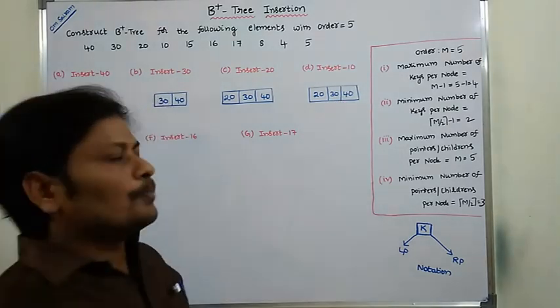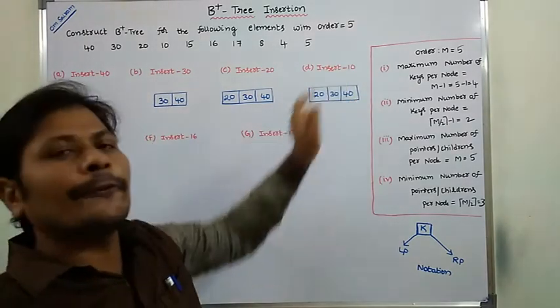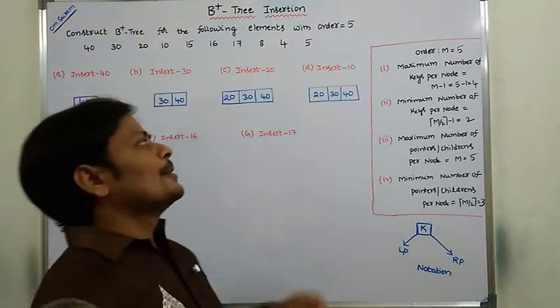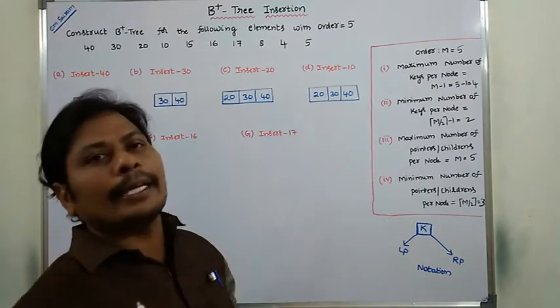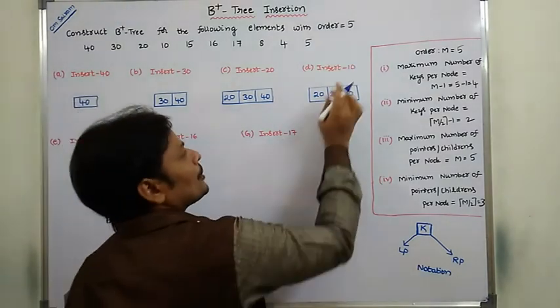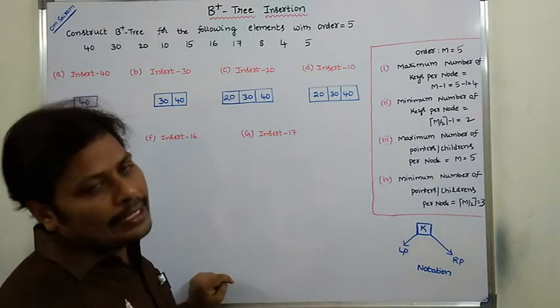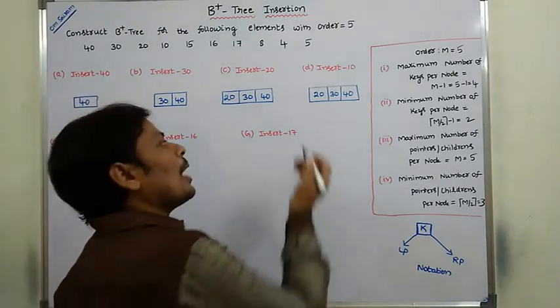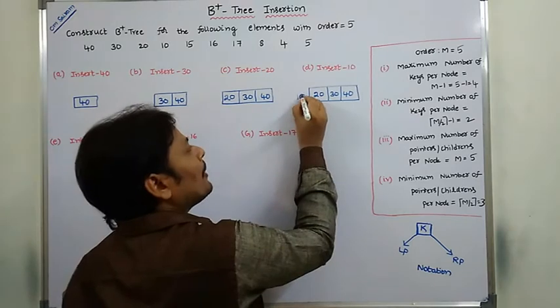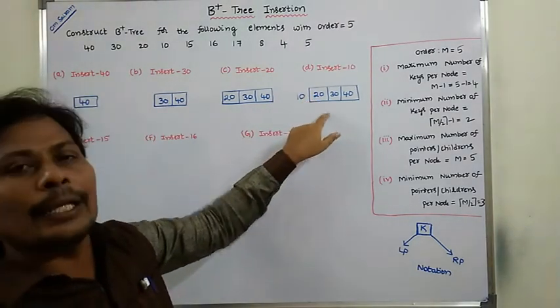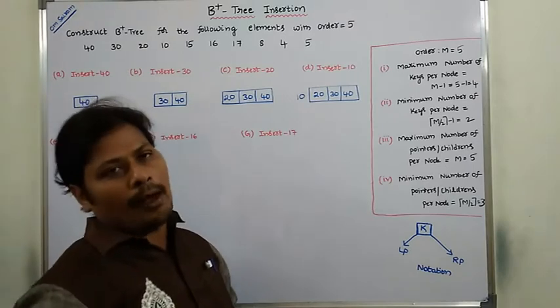Okay, now first we have to find out the location where we are inserting 10. So we have to compare the key elements in the node. So 10 is compared with 20, 10 is less than 20. So now 10 can be inserted before 20. Now, can 10 be inserted into the same node or not?